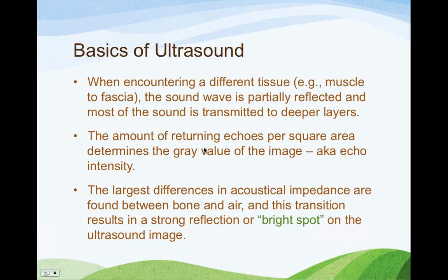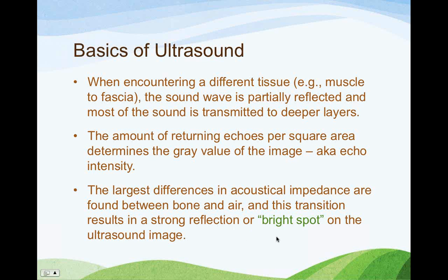So, as I said earlier, the amount of returning echoes per square area determines the gray value of the image, aka the echo intensity. So a child with a myopathic disorder would have increased echogenicity or echo intensity. The largest differences in the acoustic impedance are found between bone and air, and this transition results in a strong reflection or bright spot on the ultrasound image.